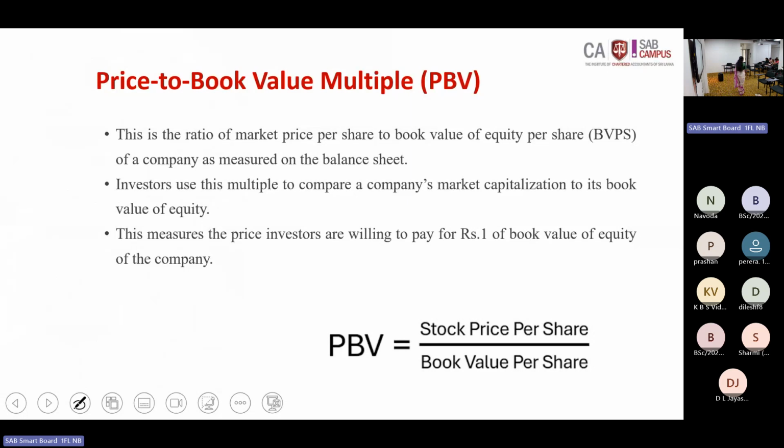The other multiple, what is it? Price to book value multiple, right? In this multiple, what does it compare? Share value and the book value per share. Accordingly, the price to book value ratio is identified as the stock price divided by the book value of the share.